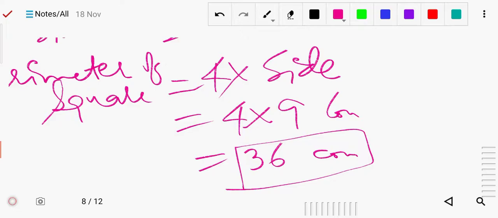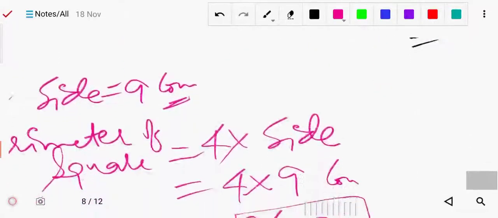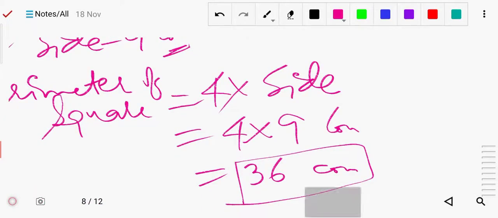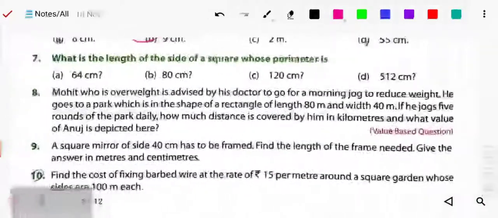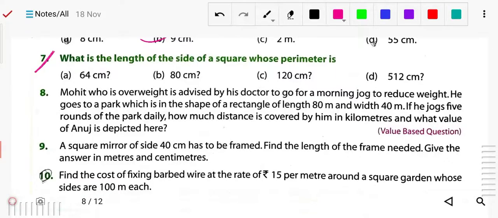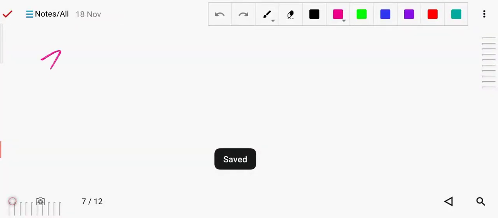Okay, so likewise you have to do. Simply write the formula and solve it. Now next, question number 7: what is the length of the side of a square whose perimeter is given? Already the perimeter is given, you have to find the length. We will solve part C. Question number 7, part C.